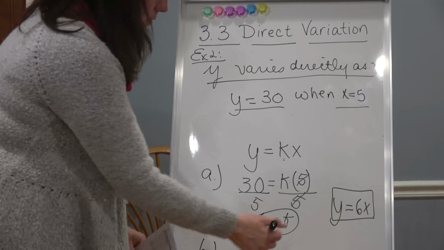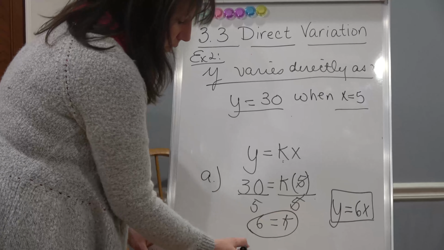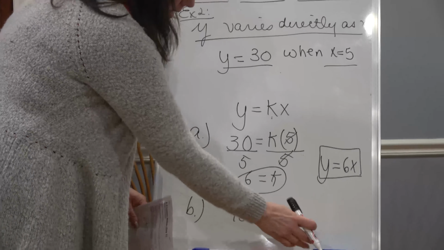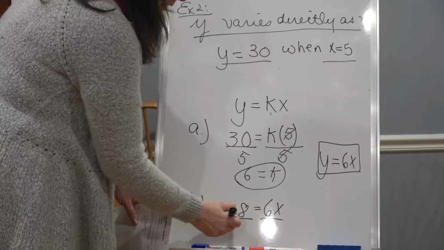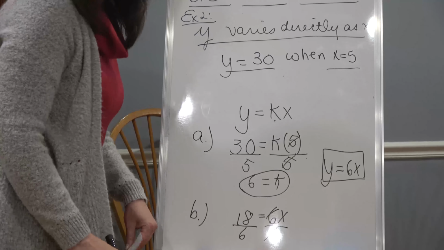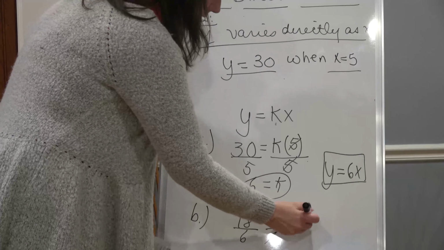So find x when y equals 18. So we know y equals 18, so you can plug in 18 equals 6x, and then we can just solve that equation by dividing both sides by 6, right? So x is equal to 3. X is 3.